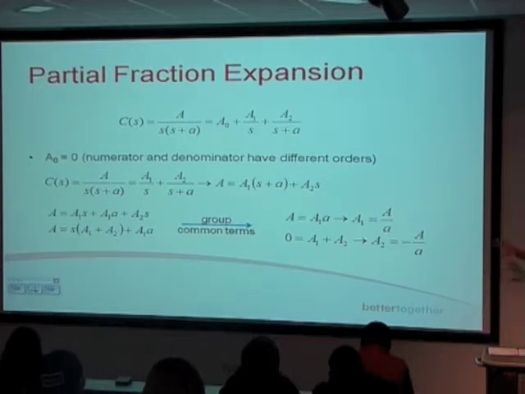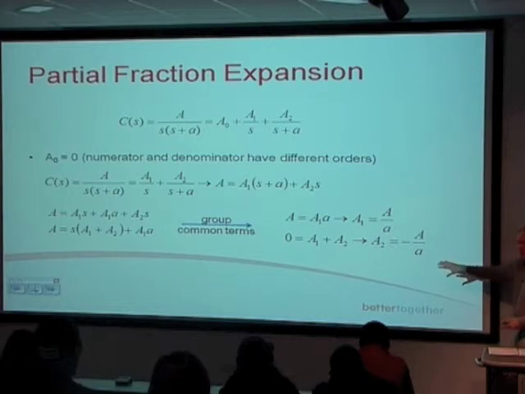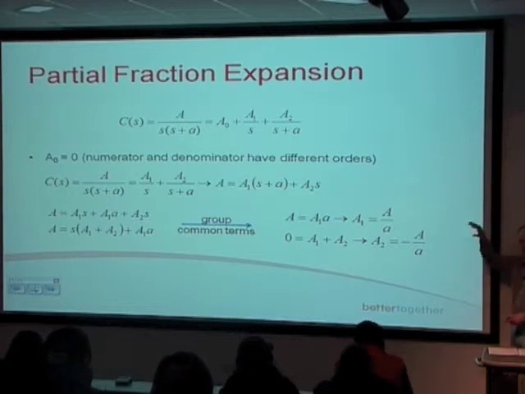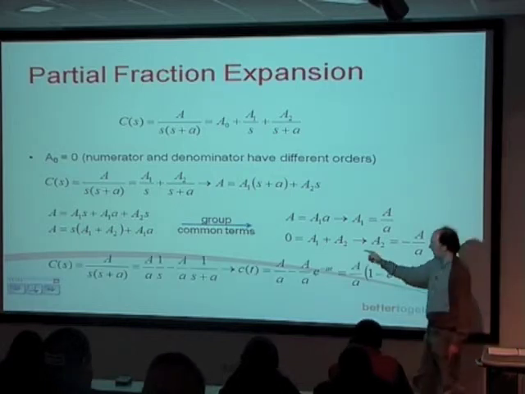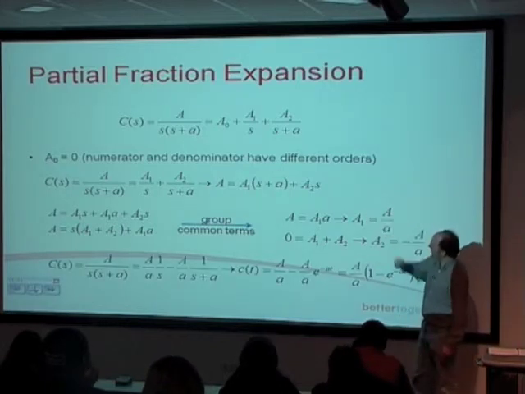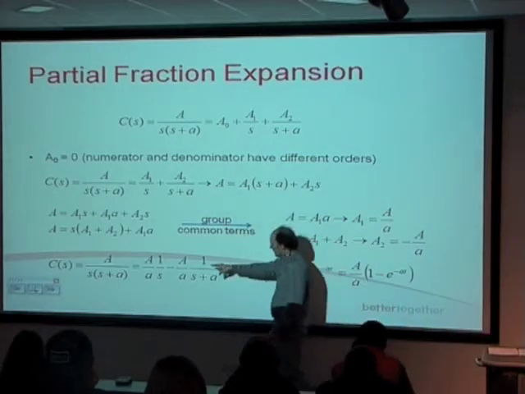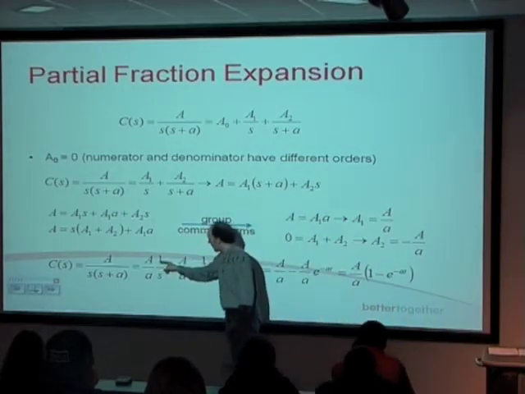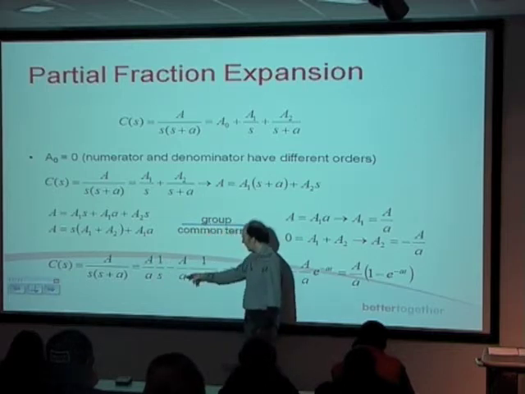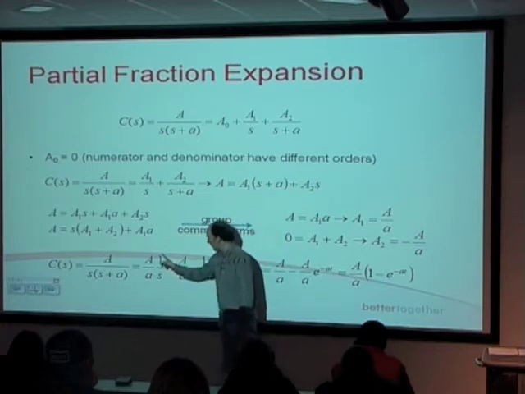And so now I've got values of a1 and a2, and I can rewrite C of s in terms of two terms which are on Laplace transform tables. I input these values into my equation at the top, and I end up with these two things: A upon little a times 1 upon s, and A upon little a times 1 upon s plus a. If you look on the Laplace transform tables, what's that?